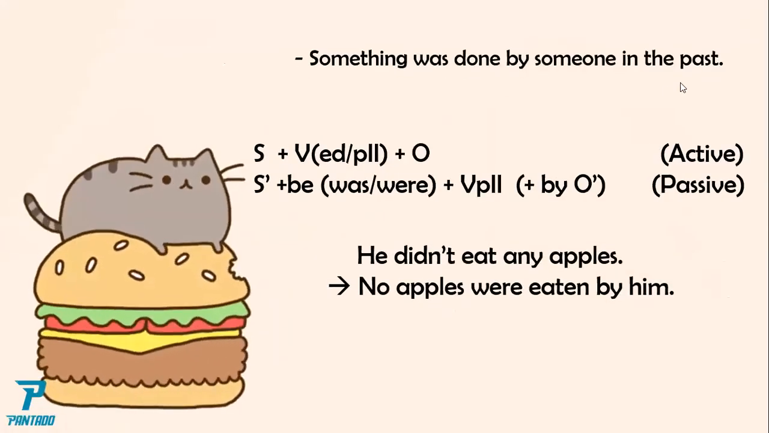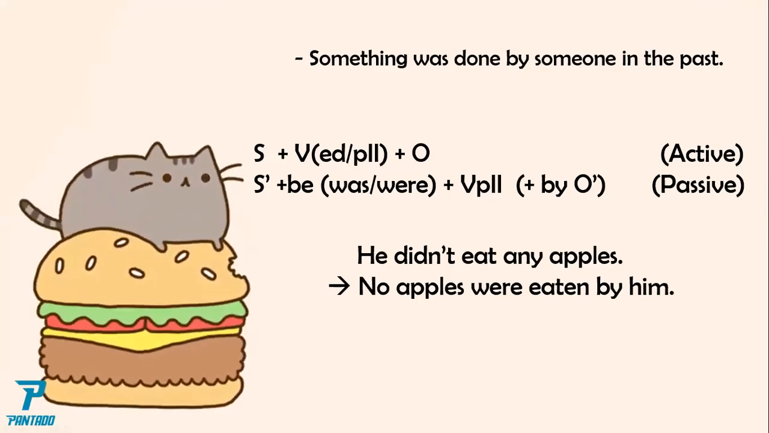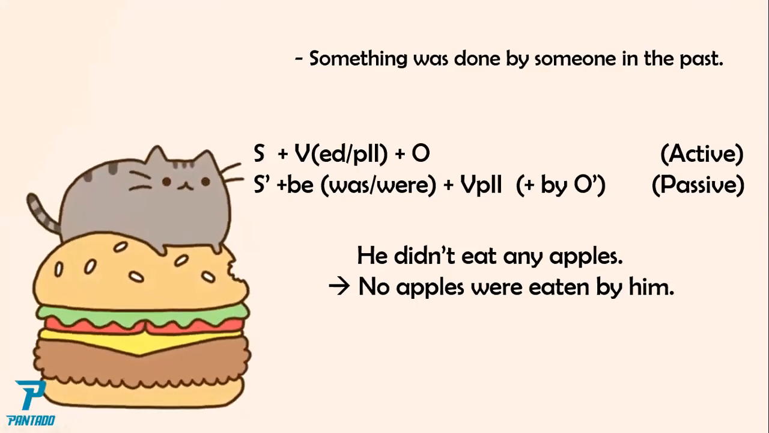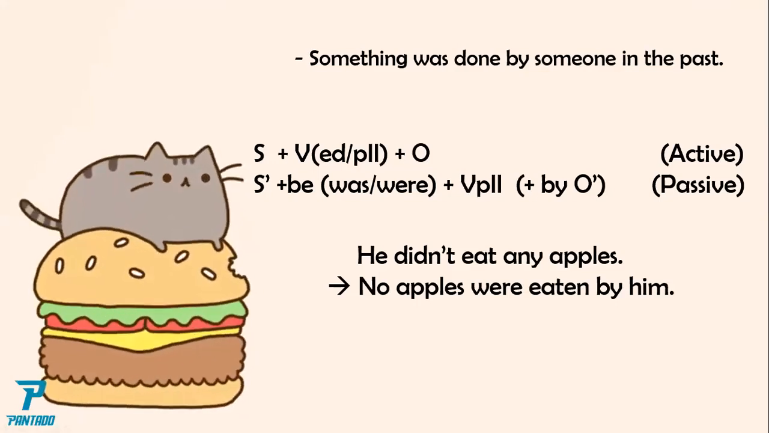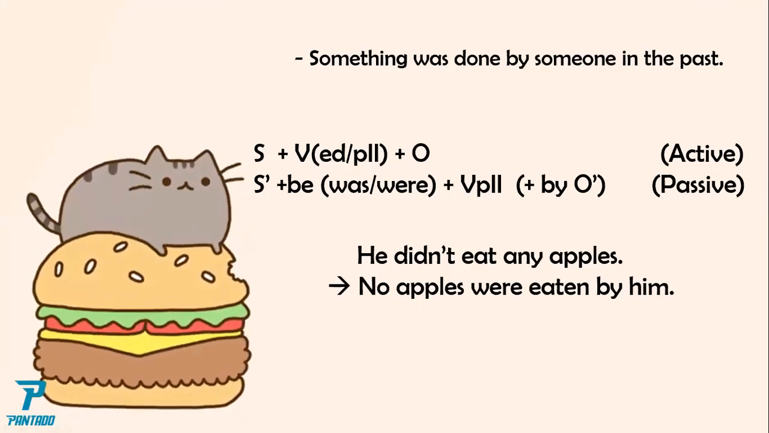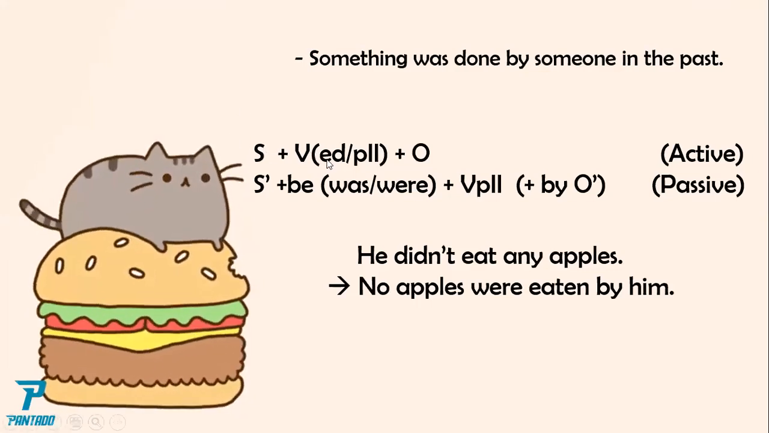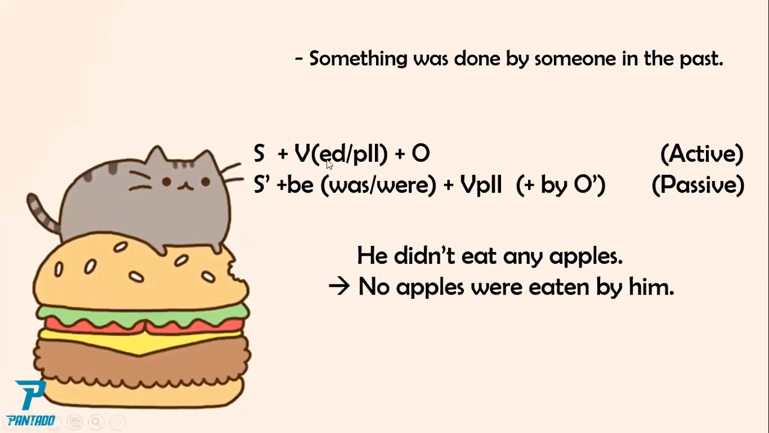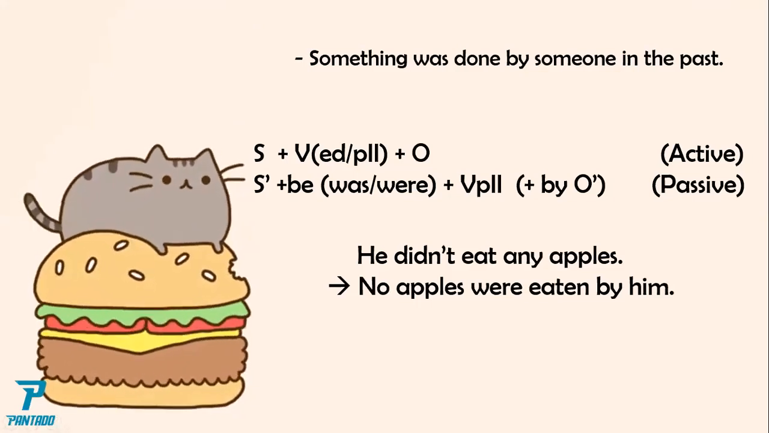Now we move to the past simple. Here we have the past simple. The past simple tense is the tense which expresses an action which was done by someone in the past. And for the active sentence of the past simple tense, we have the subject and the verb in the past simple tense. We usually have ed at the end of the verb.